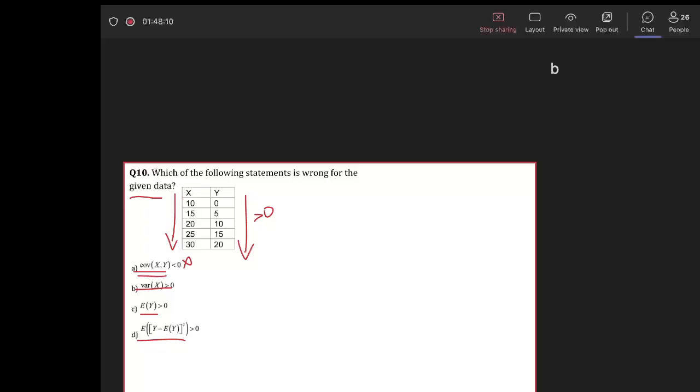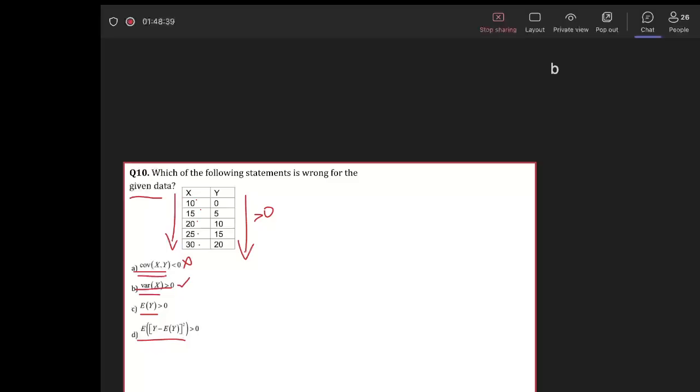And option B, variance of x greater than 0. Again, when will the variance be 0? If all the values are equal, only then the variance will be 0. But here we can see that there are 5 different values of x. So variance of x has to be greater than 0. So this option is correct.